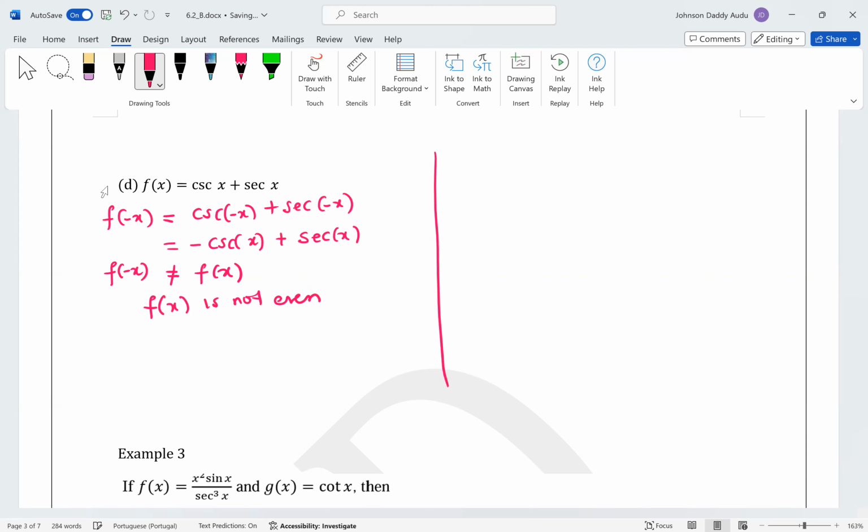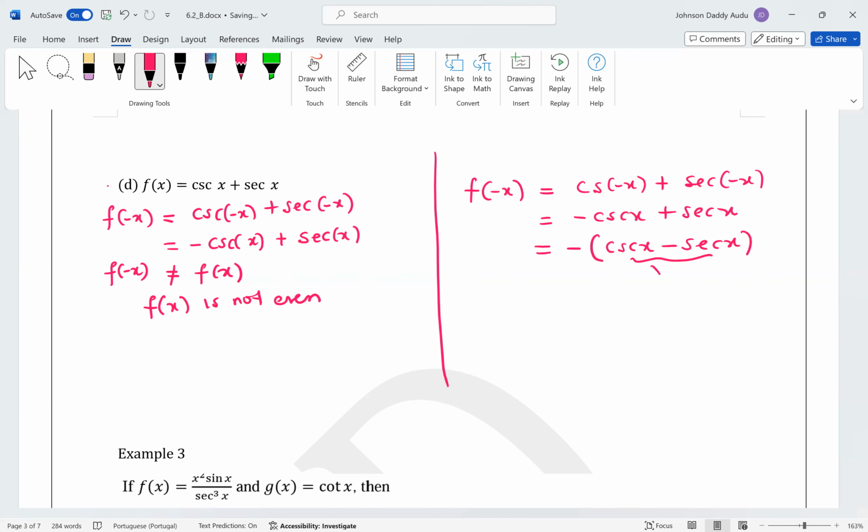All right. Now, is it odd? Let's see. If you have f of x equals to what? F of minus x, we already said, is cosine of minus x plus sec of also minus x. Now, this is going to be minus cosec x plus sec x, right? So let's try to take a minus out. If you try to take a minus out, we are going to get cosec x, but here it is going to become minus sec x. And you can see this is not the same thing as f of x.